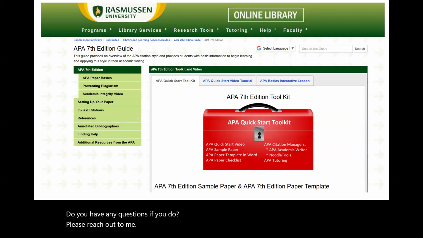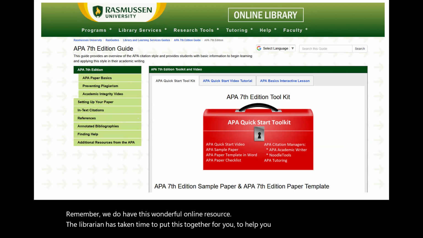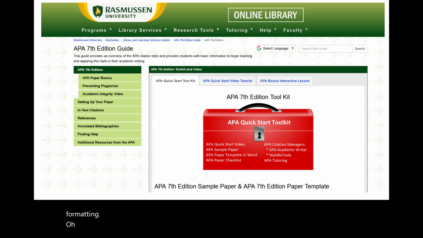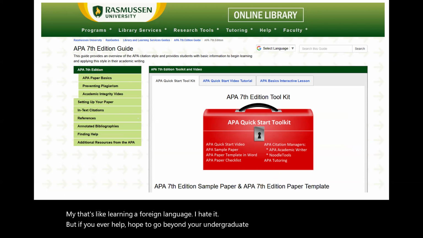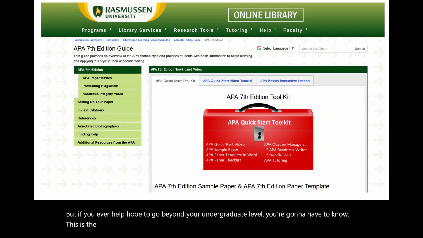Remember, we do have this wonderful online resource. The librarian has taken time to put this together for you to help you master APA 7th edition formatting. Oh my, that's like learning a foreign language. I get it. But if you ever hope to go beyond your undergraduate level, you're going to have to. This is the standard. APA 7th edition is the standard. Some subjects use MLA, but the standard is APA 7th edition.